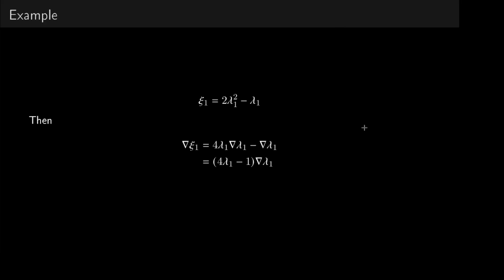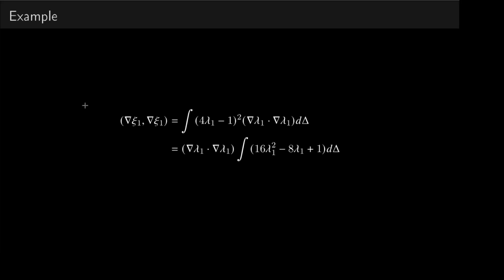We have the first basis function, psi1, equals 2 lambda 1 squared minus lambda 1. To take the gradient of psi1, we want the gradient with respect to lambda 1, so we use the chain rule here. The gradient of psi1 is 4 lambda 1 times grad lambda 1 minus simply grad lambda 1.